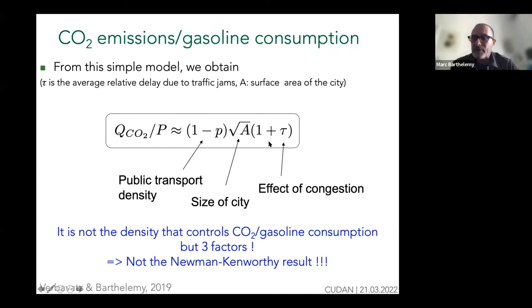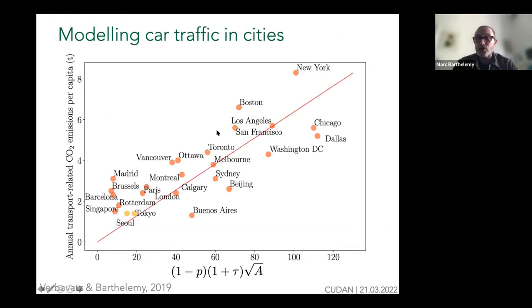And then the last term is the effect of congestion, which is the amount of time in addition you need for your trip due to congestion. So I will not detail further, but it shows that it's not the Newman-Kenworthy result, in fact. Here we have a simple explanation, and it also shows the test for the CO2 emitted. So you see that even super simple, this model gives you the reasonable trend. As usual, you have fluctuations, but that's okay here.